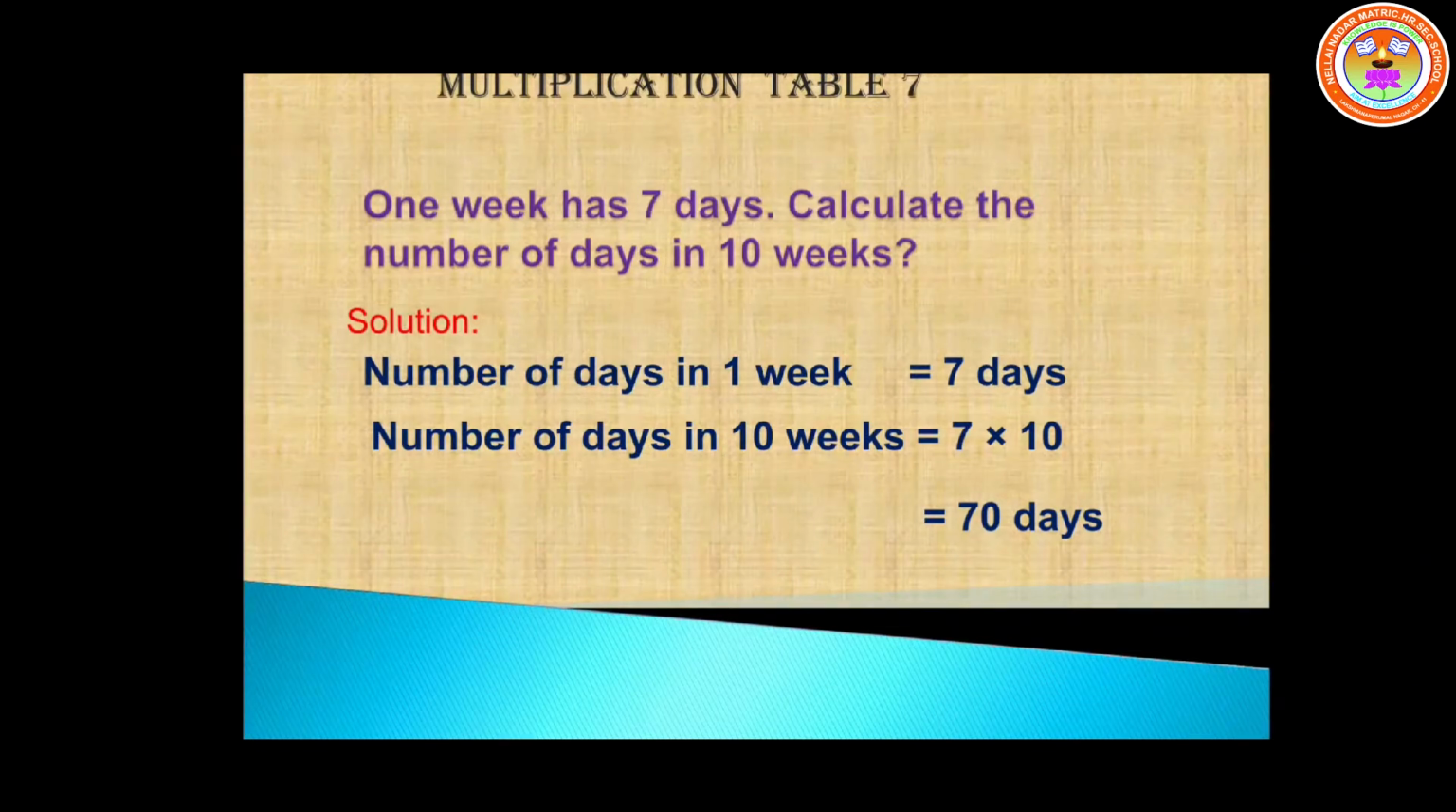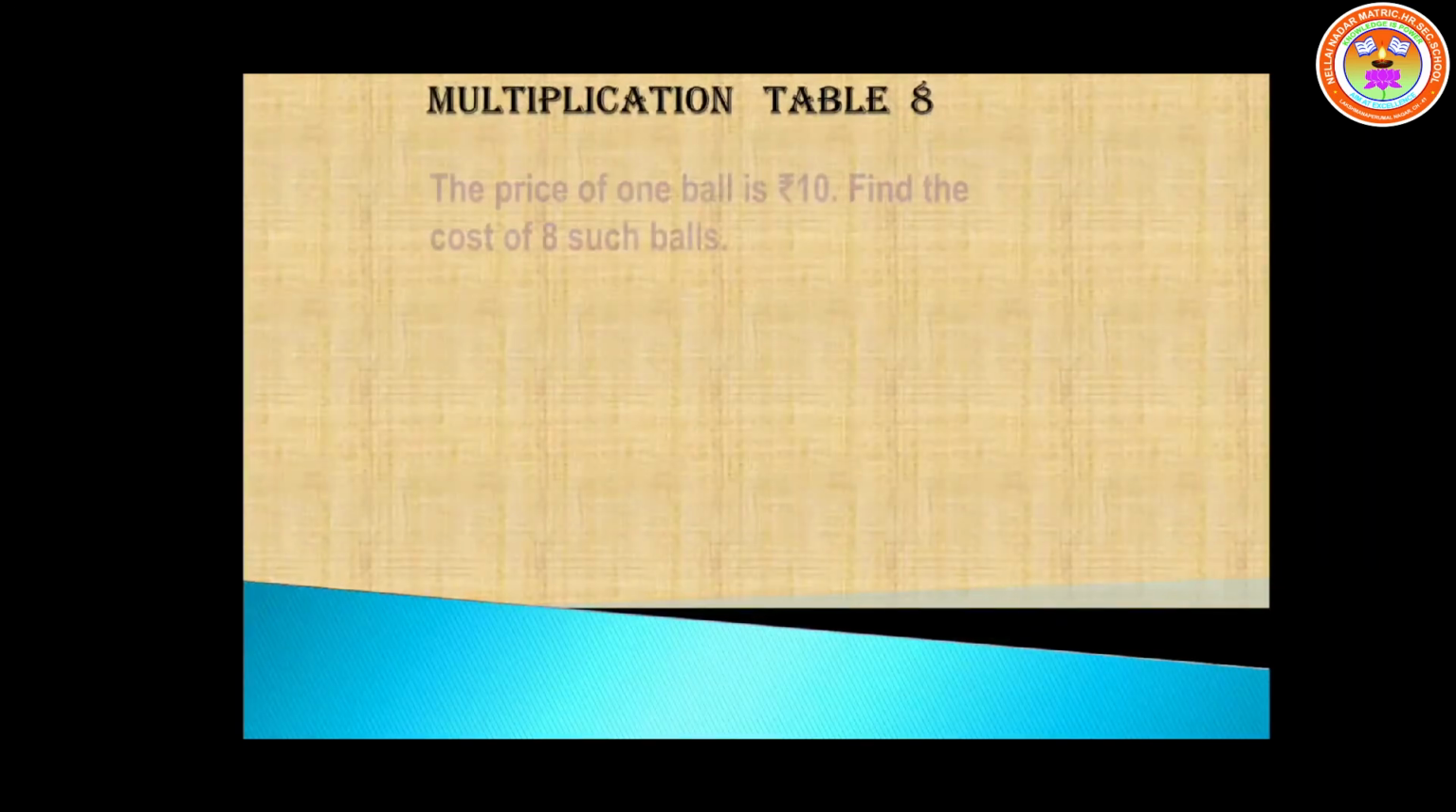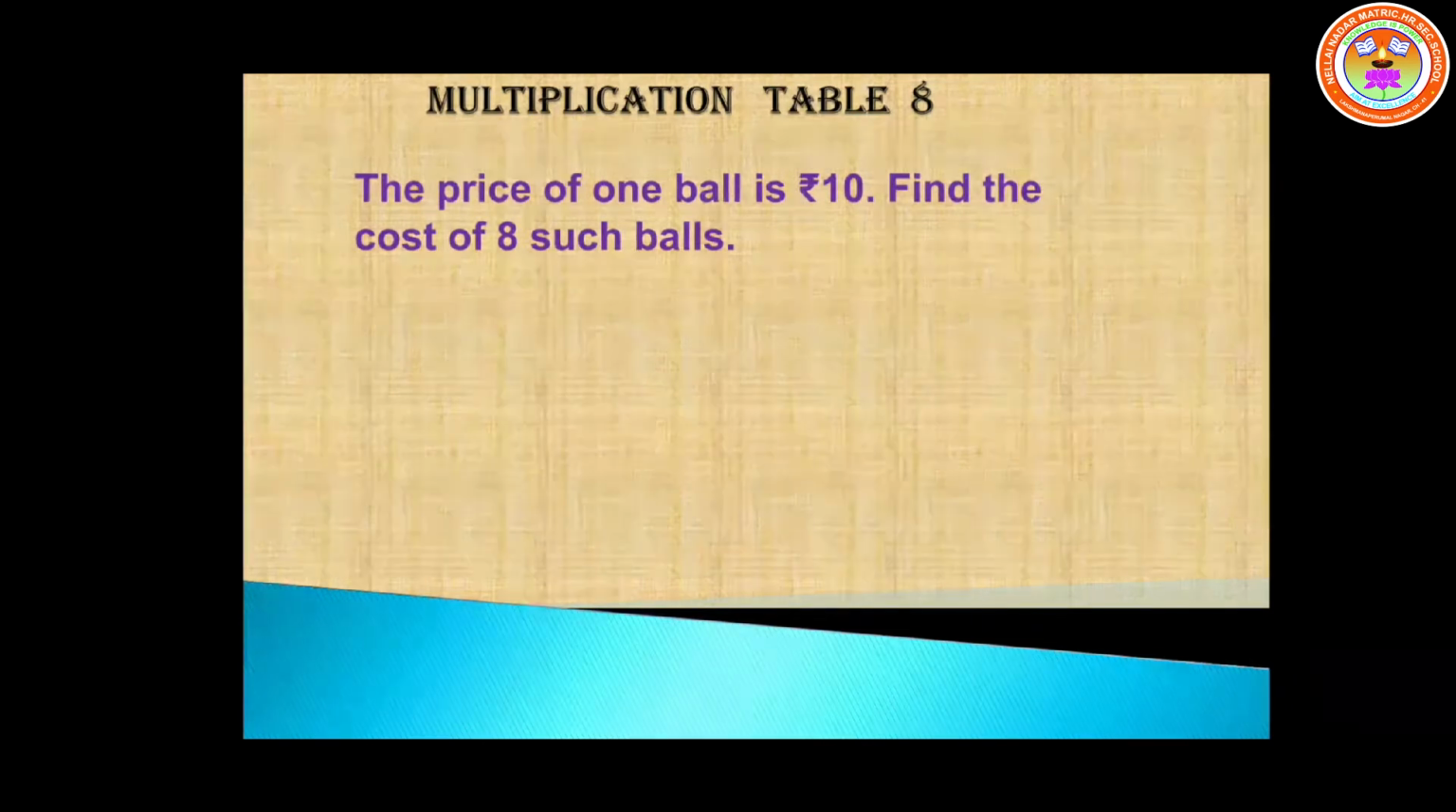Understood? Next, we are going to learn multiplication table 8. So the problem is, the price of one ball is rupees 10. The price of one ball is rupees 10. Find the cost of 8 such balls. Okay? Find the cost of 8 such balls.